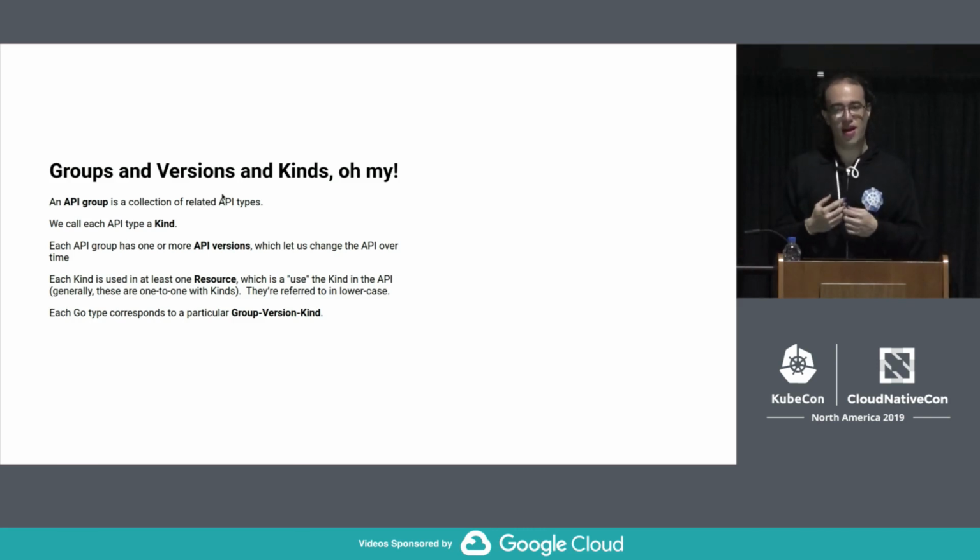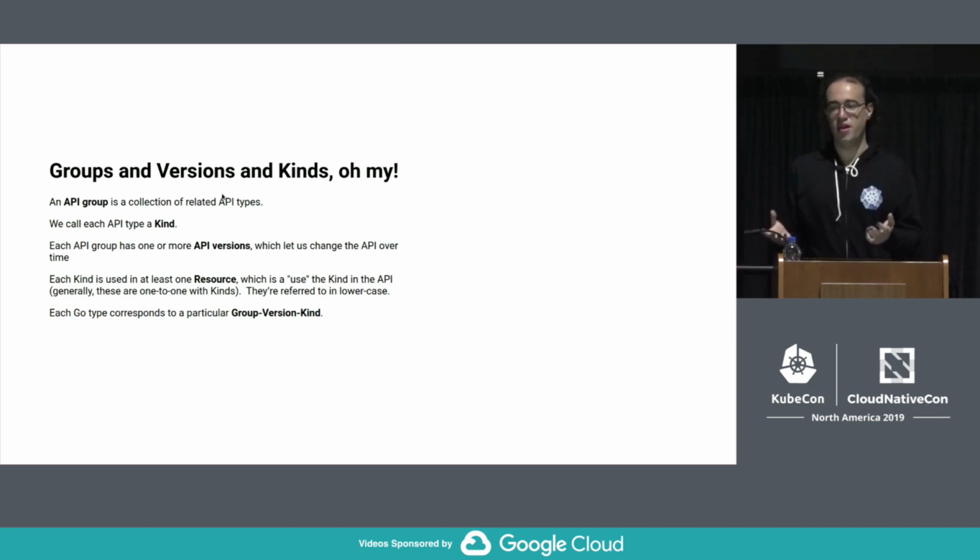So let's talk about how we describe Kubernetes APIs, and I'll explain what API groups are. In Kubernetes, we collect API types together, and we call each collection of related API types an API group. API groups can have multiple versions. This is how we make breaking changes to APIs in Kubernetes. We add new versions, and then we convert between them.